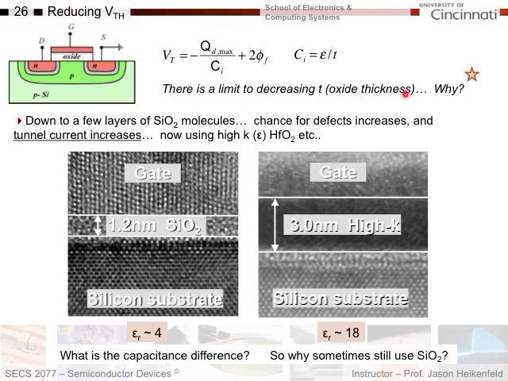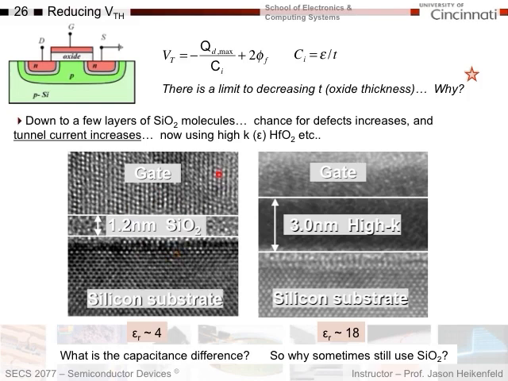But there's a limit to decreasing the oxide thickness. What is that? Well, at some point, if you get down to a few layers of silicon dioxide molecules, the chance for defects increases, but also tunneling current increases. So basically, this doesn't act like an insulator, but rather you can get tunneling from the gate right into the channel, and that would be problematic because a MOSFET works assuming that you just charge up a capacitor, that you have no DC current flow at the gate. If you have DC current flow, then the power consumption for a thing like a computer chip would just go through the roof.